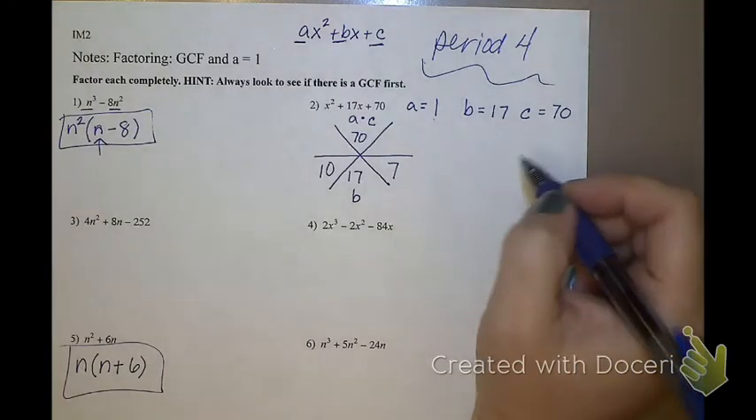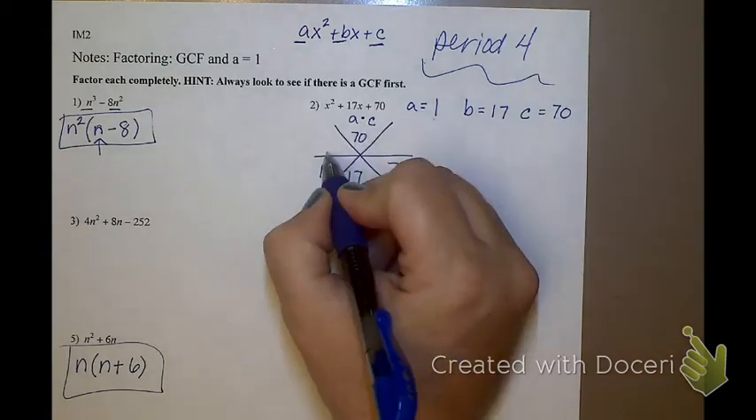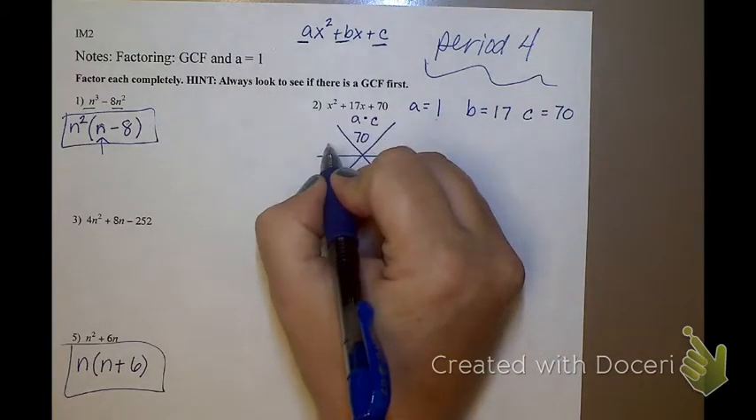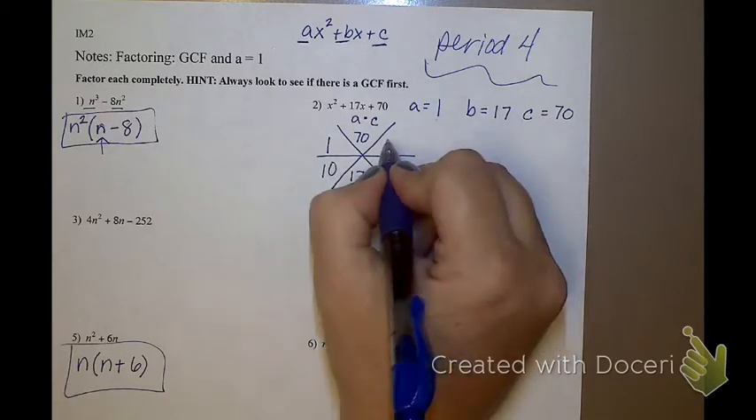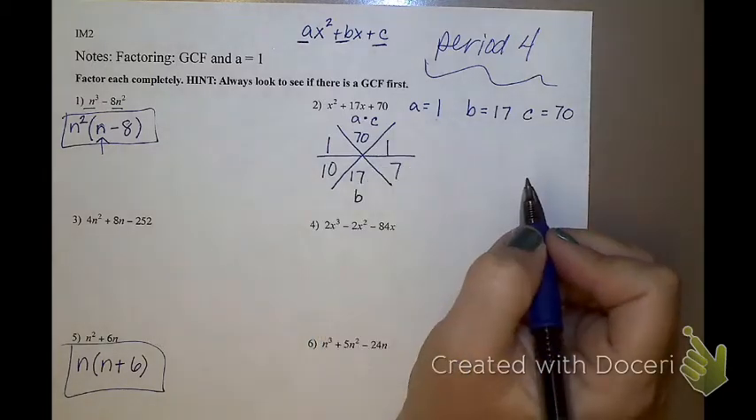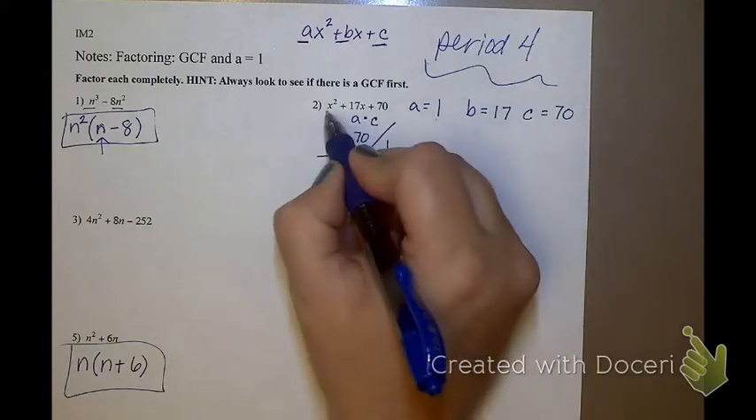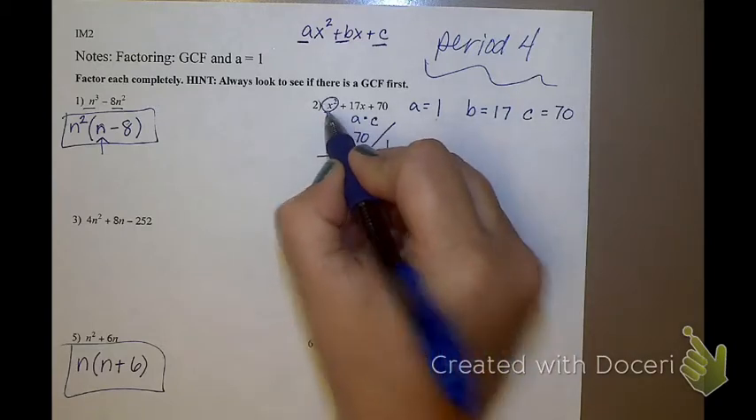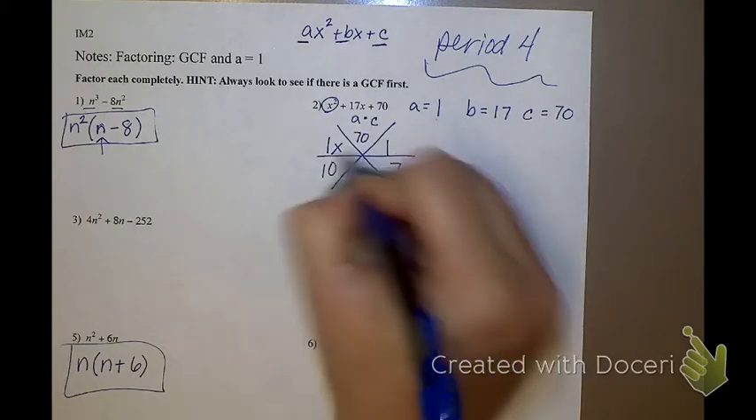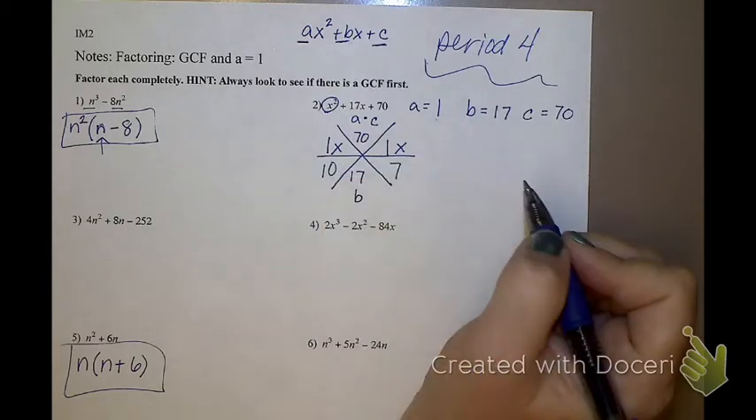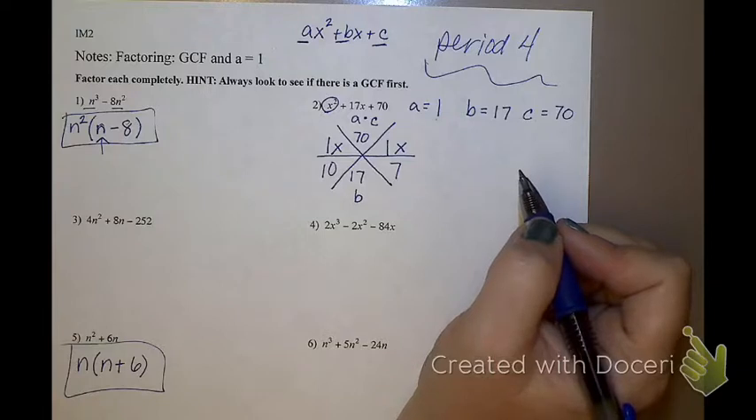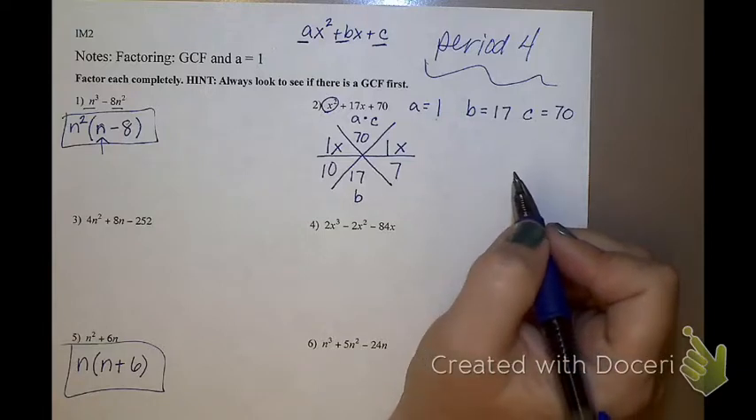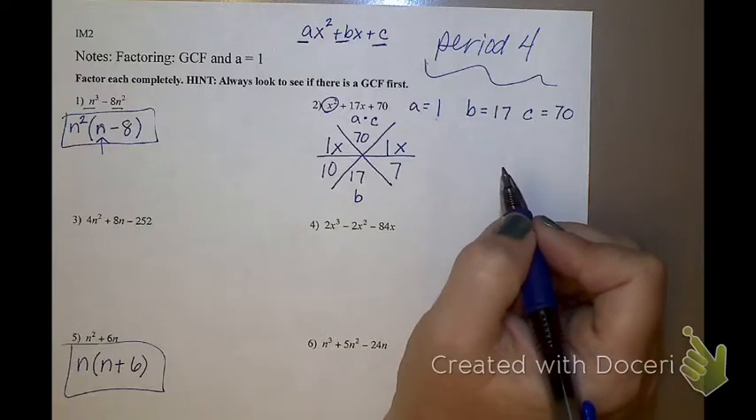All right. Next thing I need to do, on the top here, I write my a value, which is 1 in this case, on the top in both places. And then I'm going to take this x squared and I'm going to split it up, putting one of the x's on the left and one of the x's on the right. Okay? You okay so far? I have all the information I need to get my answer.